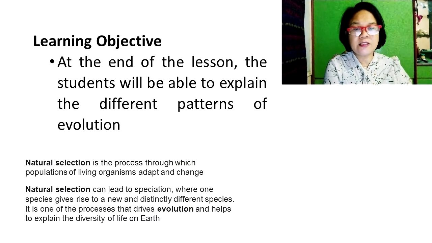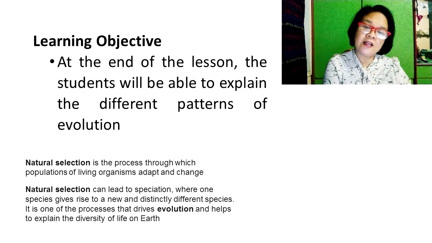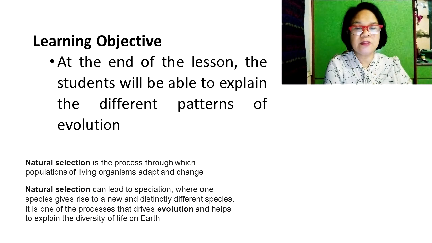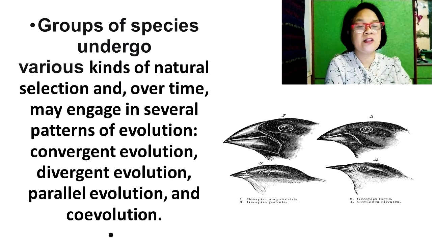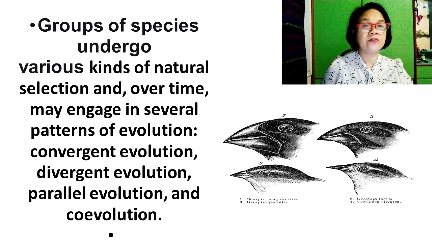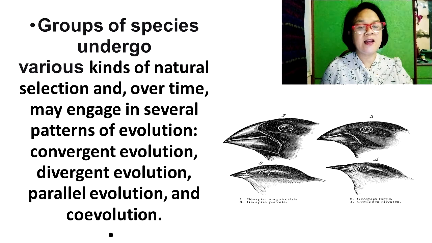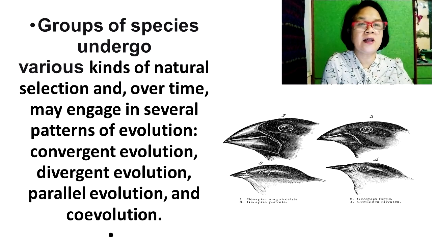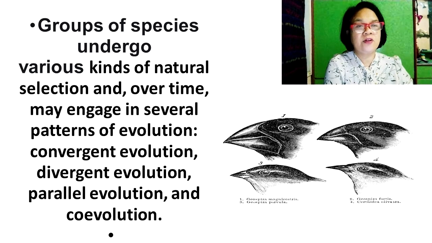So for our lesson this day with regards to evolution, there are groups of species wherein they undergo various kinds of natural selection, and over time they may engage in several patterns of evolution. So we have the convergent, divergent, parallel, and coevolution as the topics of our discussion for this day with regards to the topic evolution and natural selection.